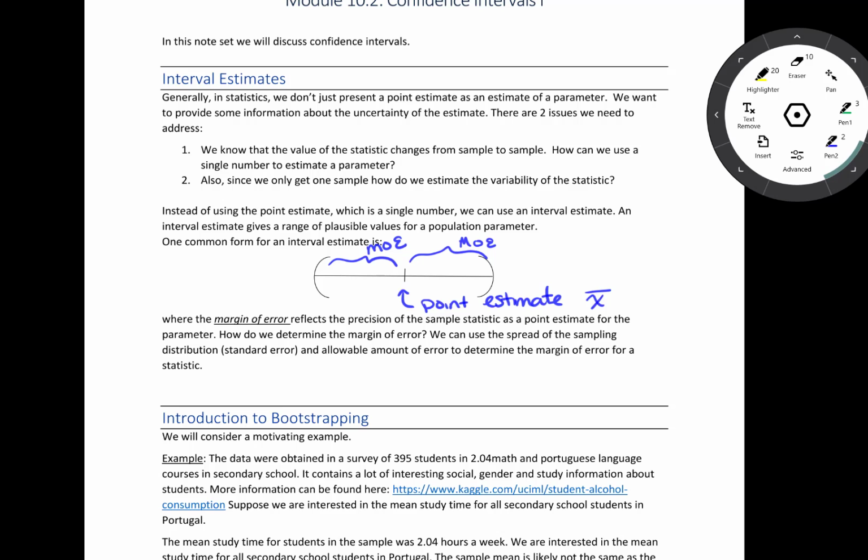Now that margin of error, that distance that defines the length of our confidence interval, reflects the precision of the sample statistic as a point estimate for the parameter. And how the margin of error is determined is it looks at both the spread of the sampling distribution, so in other words, how much variability is in the sampling distribution for that particular estimator, and then we also talk about the allowable amount of error. So in other words, are we 95% confident or are we 90% confident?